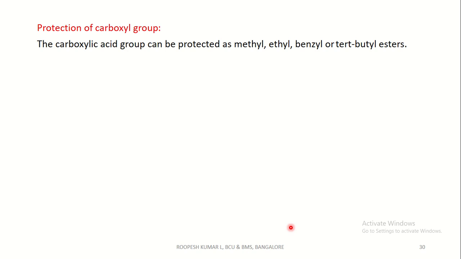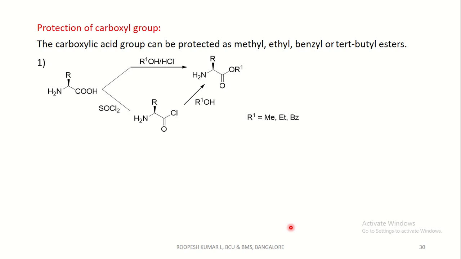And coming to the protection of the carboxyl group, that is C protection. The carboxylic acid group can be protected as methyl esters, ethyl esters, benzyl or tertiary butyl esters. Amino acid on treatment with alcohol in the presence of HCl gives a C protected amino acid. This is one of the methods.